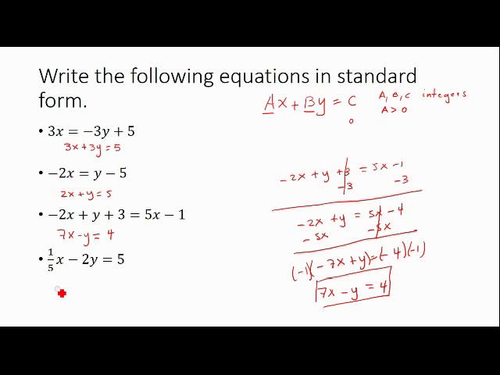For this one, you're going to do a very short one. You have a fraction, and that's the only thing that is making it not be in standard form. So we can solve it very easily by multiplying both sides by 5. So when you multiply 5 times 1/5 of x, you get 5 over 5, which is 1, so you get only x. 5 times negative 2y, that's negative 10y. And on the other side, you get 5 times 5, that's 25, and that's your answer.